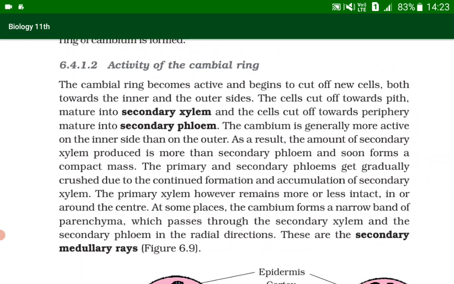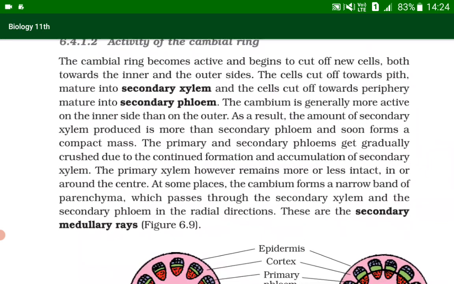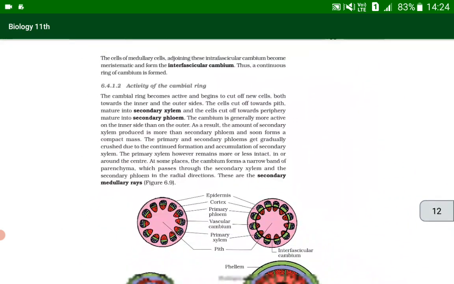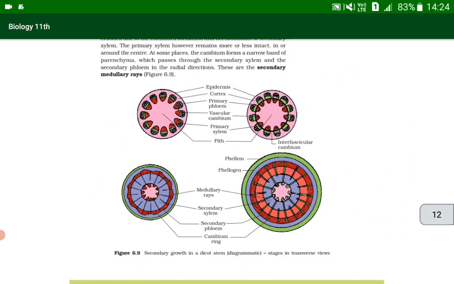At some places, the cambium forms a narrow band of parenchyma which passes through the secondary xylem and the secondary phloem in the radial directions. These are the secondary medullary rays. Figure 6.9 Secondary growth in dicot stem stages in transverse views. You can see.